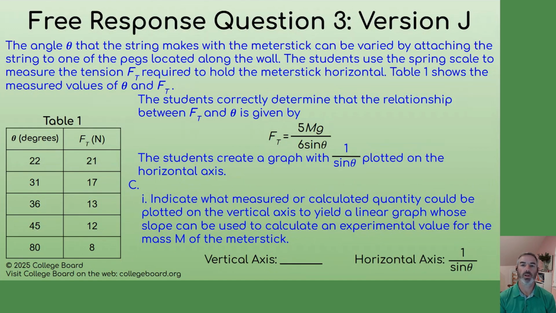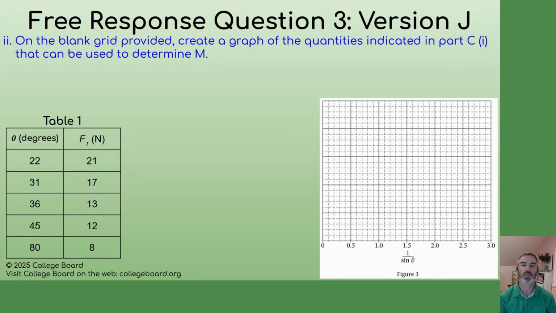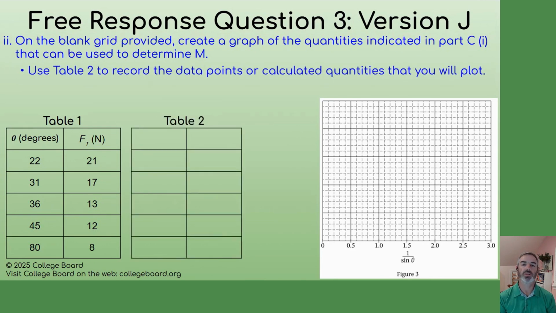So the first way that we're going to do is we're just going to graph the tension force on the vertical axis. So if we graph the tension force, we don't have to do anything with that column. Our task is now, on the blank graph provided, to graph the quantities we stated in part C1 to determine the mass of the meter stick. So first, we have to use table 2 to record any points or calculated quantities that we need to plot. Well, we know we have to do 1 over sine theta, so we have to make sure our calculator is in degree mode. So we'll take 1 divided by sine of each of those angles, and we get these values from our calculations.